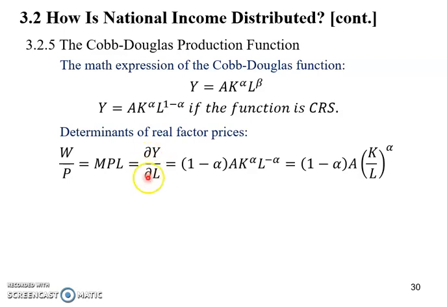Now, why is it a partial derivative? Because in this function we have capital and labor, two independent variables. So when we change labor input, we hold the capital constant. That's why we said this is a partial. You can take this as a partial contribution of labor to output. All right.